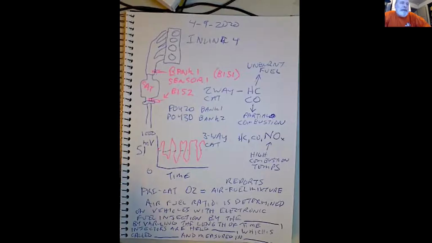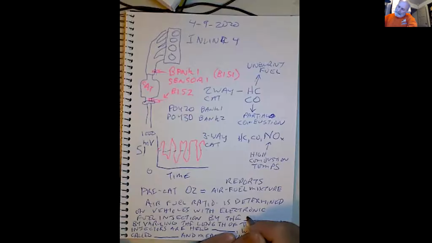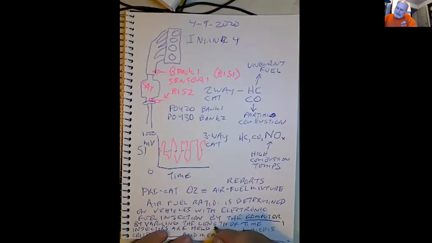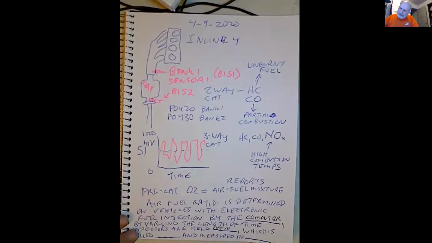Okay. Air fuel ratio is determined on vehicles with electronic fuel injection, which is every vehicle in the last 20 years, by the what? What controls air fuel ratio? The computer. PCM. That's very correct. PCM, computer, however you want to call it. Engine control module. By varying the length of time the injectors are held open. Open. That is correct. Which is called what? Pulse width.